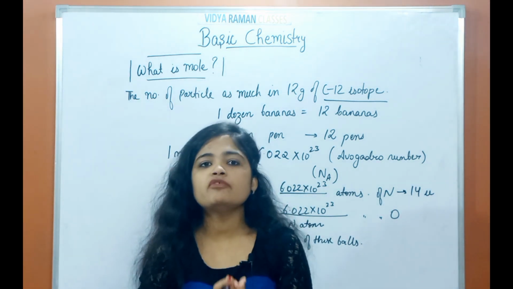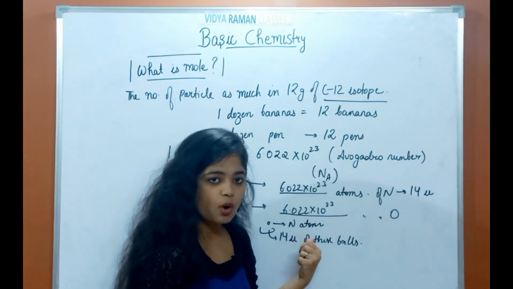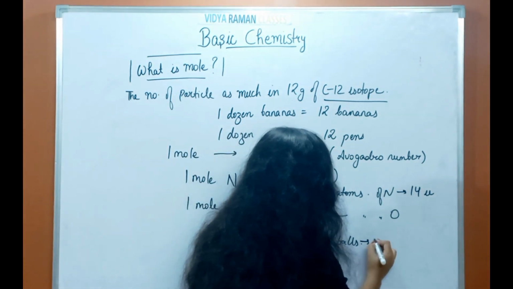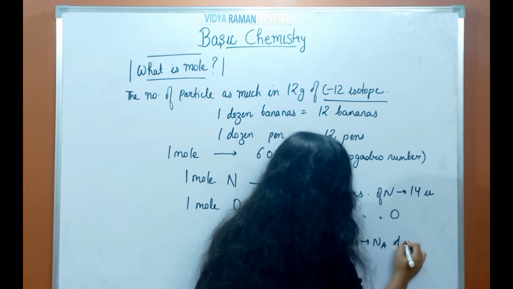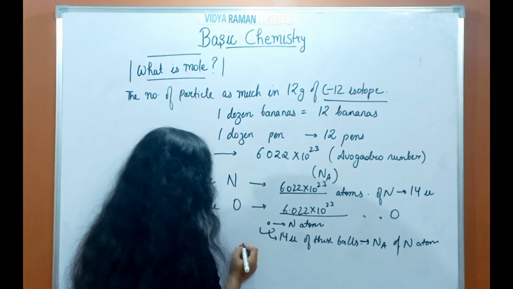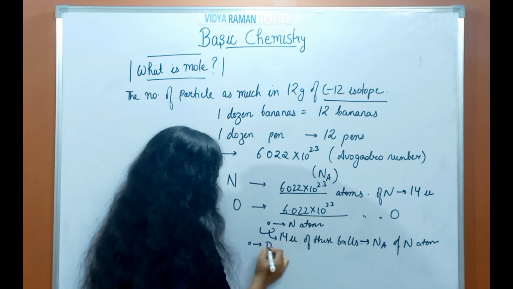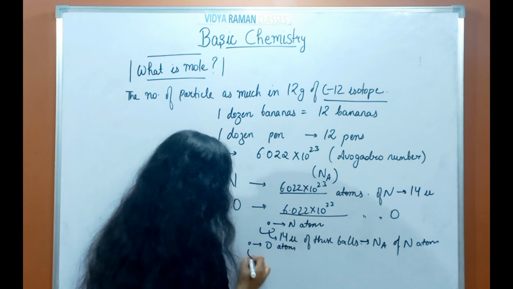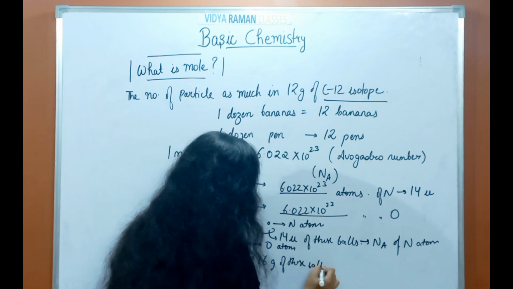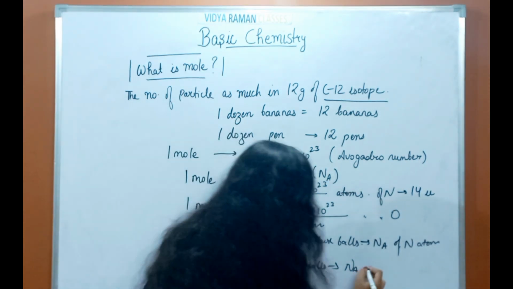So how many balls will be there if that nitrogen is a ball of nitrogen? So 14 gram of these balls will always contain some number of nitrogen atoms. But now suppose this is a red ball. Now I am giving you a yellow ball of the same size, and I am telling you that it is an oxygen atom. Now I will give you 16 gram of these balls. That will contain how many oxygen atoms? Some number of oxygen atoms.